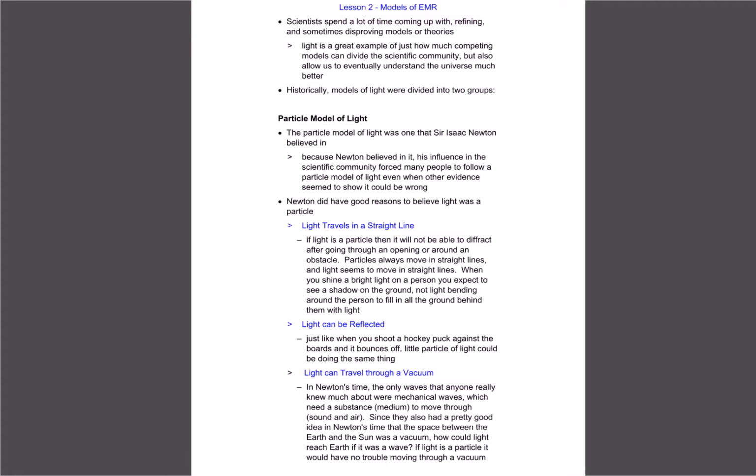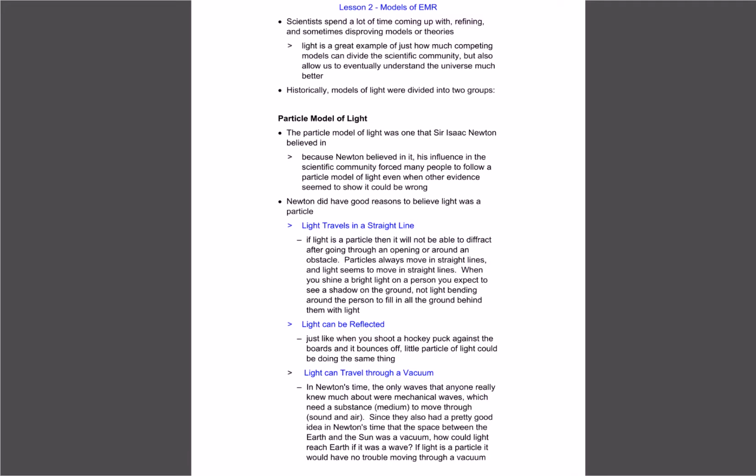All right, in today's lesson we're going to look at two different models of EMR and how they travel. In any topic, scientists always try to come up with new ideas, they prove them, they refine existing ideas, they try to make things better, try to disprove a different theory, and so on. And EMR and light in particular is a topic that underwent lots of battling back and forth, and proving and disproving, and so on. And it sort of divided the scientific community.